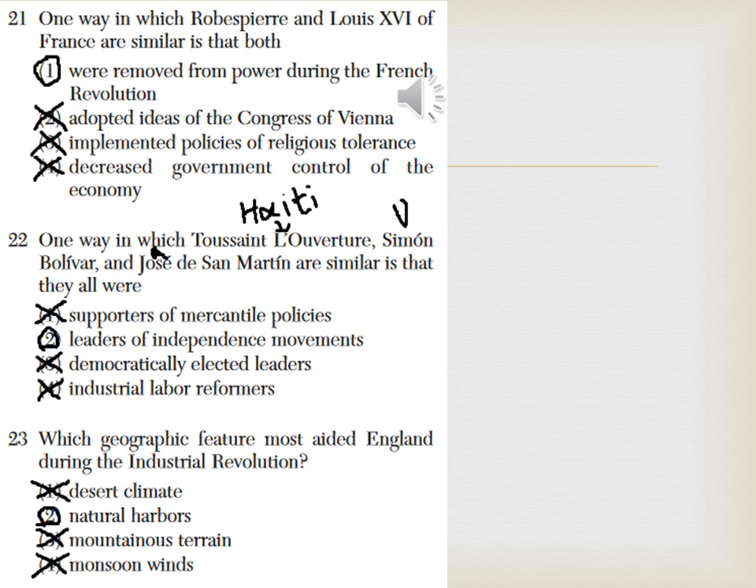Now, first of all, you have to know that England is an island. It has great natural harbors, which led it to develop one of the best navies in history, and which helped it with trade. And I would argue that the fact that England had such unique geography is one of the reasons why we all speak English today. 2, natural harbors is the right answer. Very easy question.